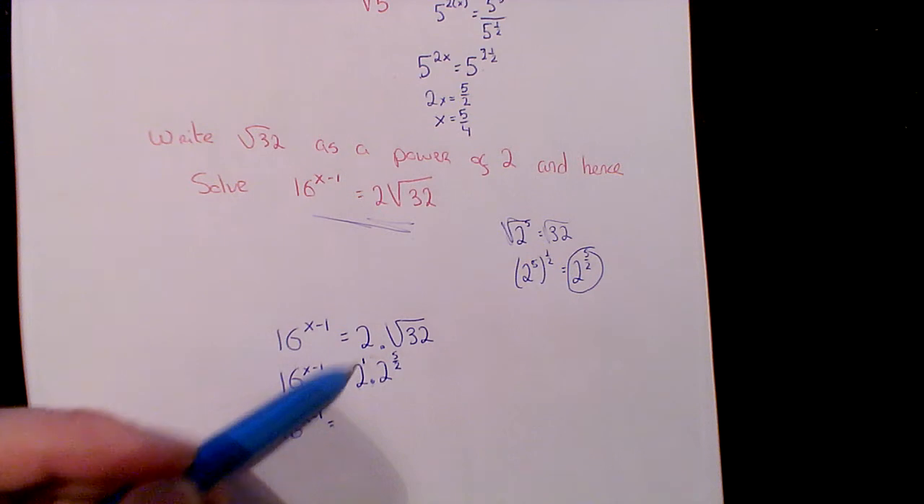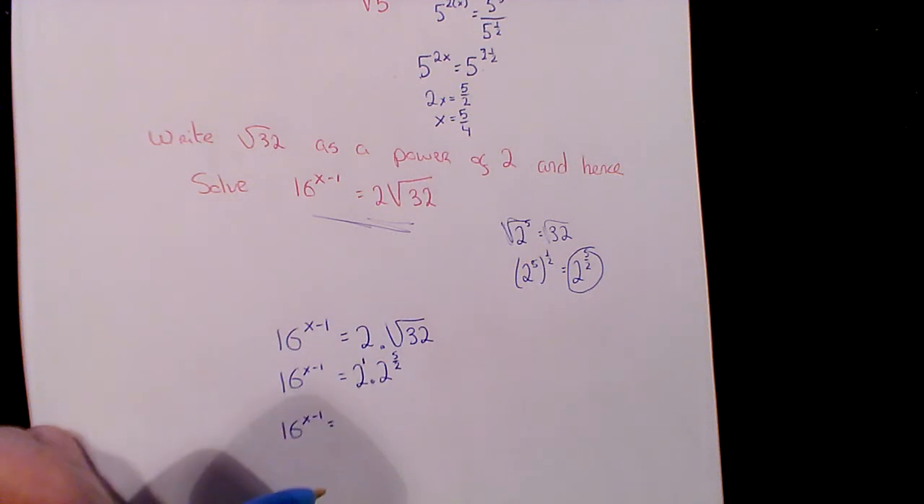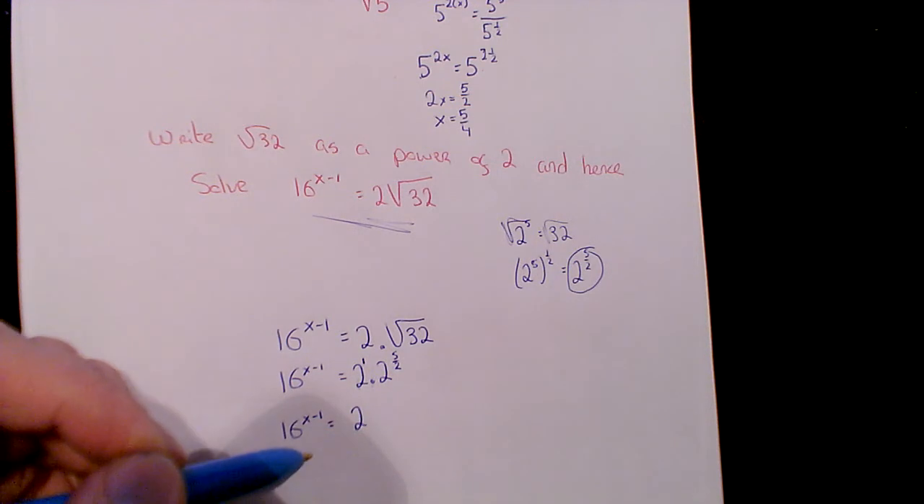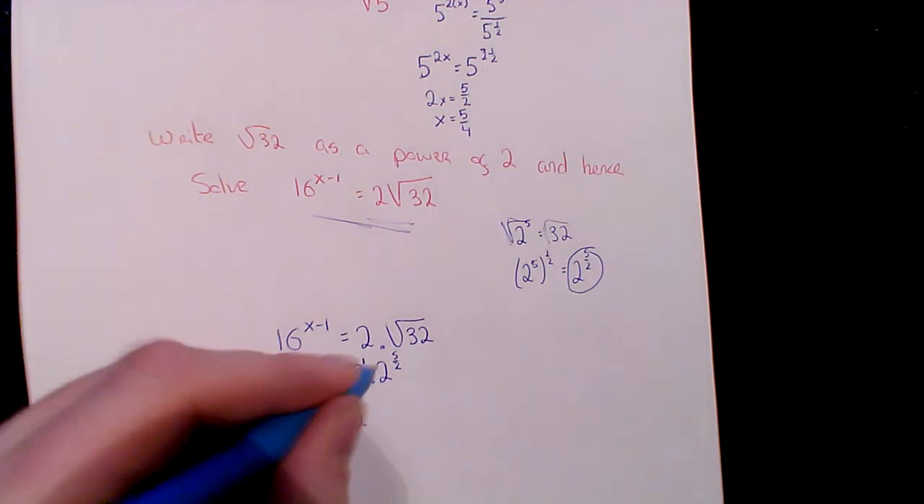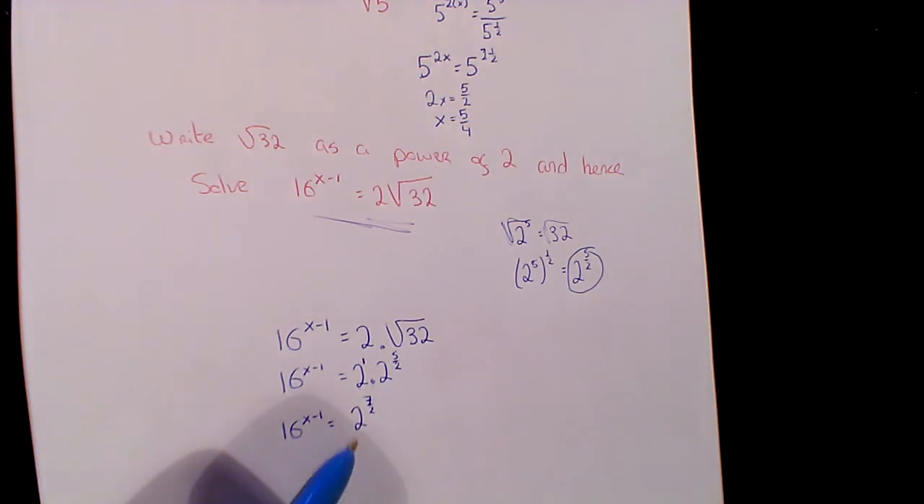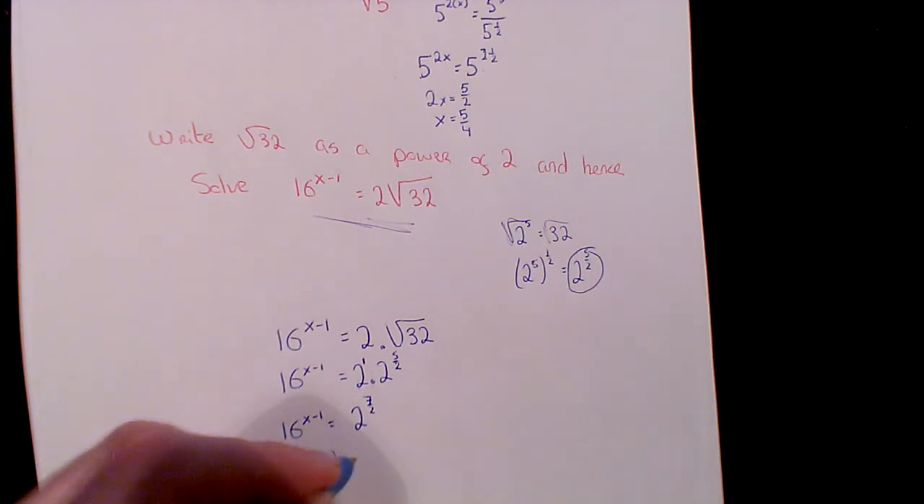Have a think now. We're multiplying indices. When we're multiplying indices, we add the powers. So that would be 2 to the power of 5 over 2 plus 1, which is 2 to the power of 7 over 2. We want to solve this. The problem is we have different bases, so I need to write 16 as a power of 2. 2 to the power of 1 is 2, 2 squared is 4, 2 cubed is 8, so 2 to the power of 4 is 16. And we have our x minus 1 already there.